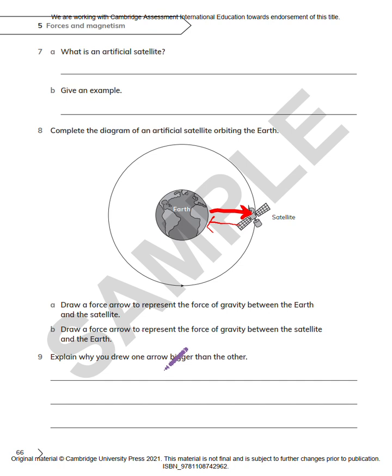Explain why you drew one arrow bigger than the other. Well, just what I said. The Earth has more mass than the satellite, so it exerts more gravity on the satellite. Wait a minute, these things are reversed. There we go. So the Earth pulls the satellite towards the Earth stronger than the satellite pulls the Earth towards the satellite.